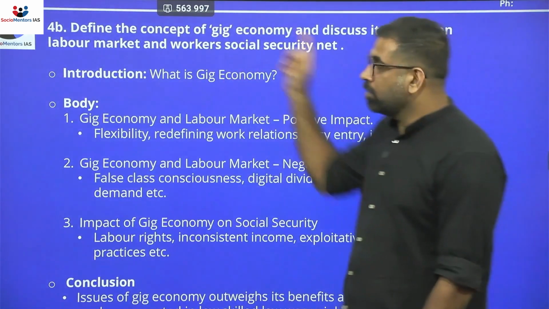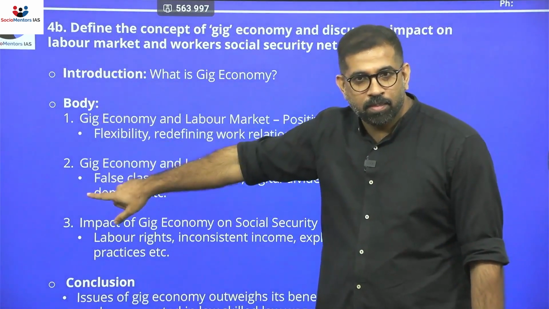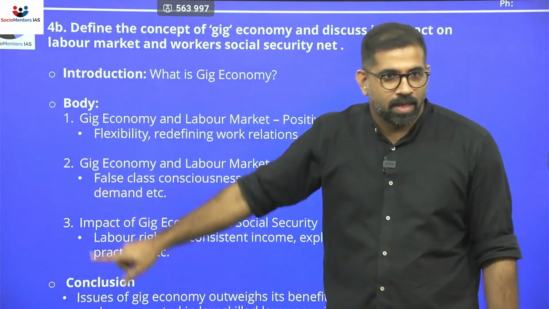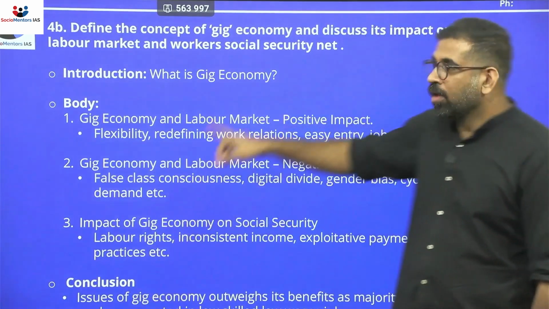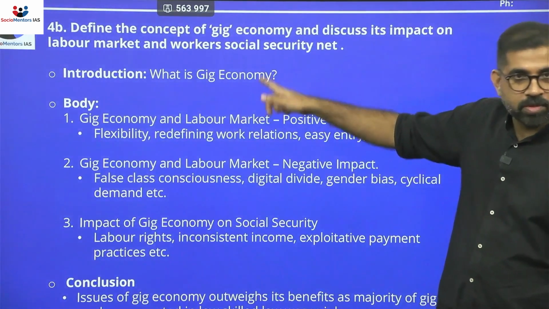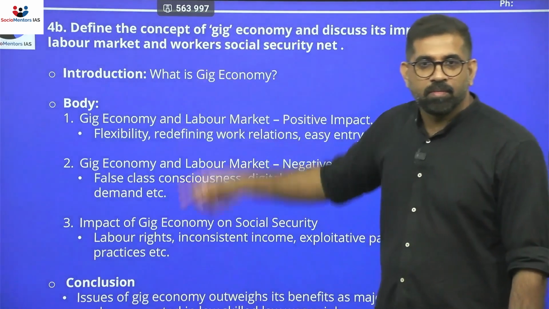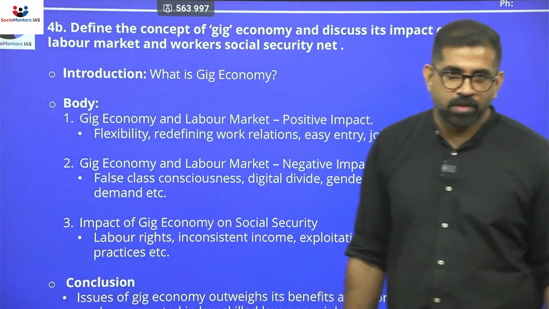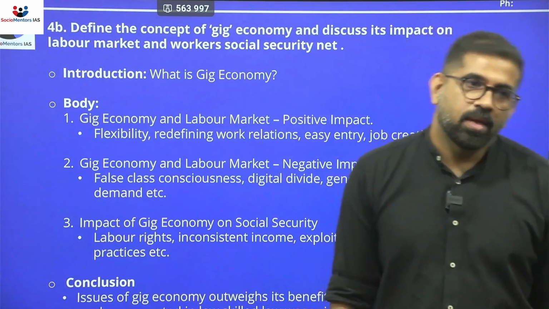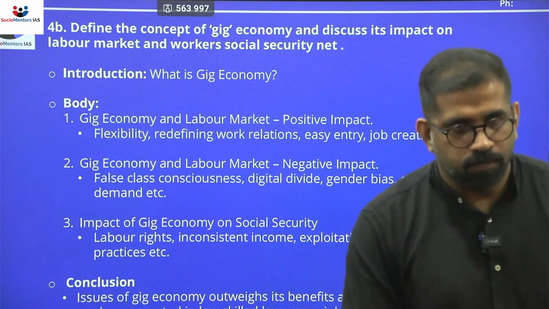And when you are writing the impact on labor market, you have to write the positive impact on labor market as well as the negative impact on labor market. When you are writing the impact on social security, there again positive and negative. But for gig economy, we cannot come up with a positive impact on social security, so we can just write the negative impact on social security.